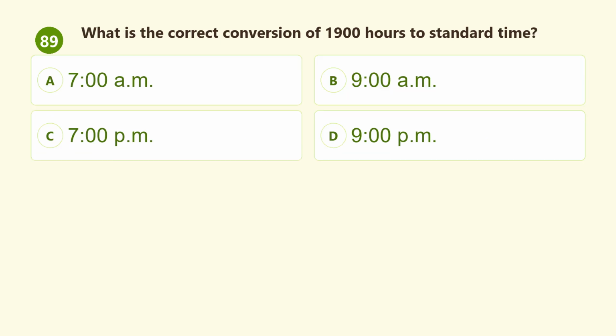Question 89. What is the correct conversion of 1900 hours to standard time? Option A, 7 a.m., option B, 9 a.m., option C, 7 p.m., option D, 9 p.m.